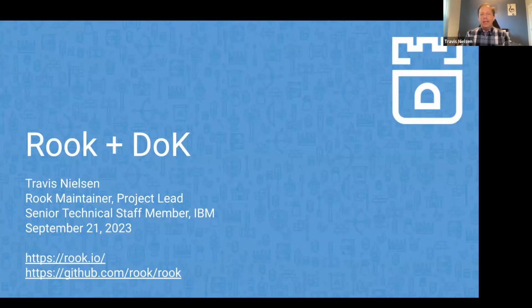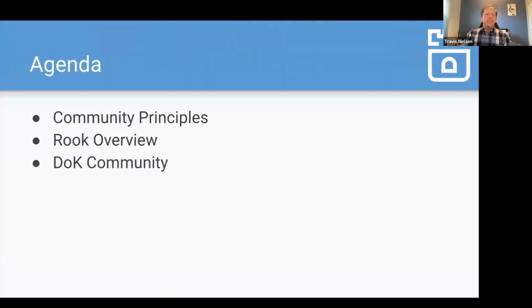Anyway, so I'm Travis, one of the original Rook maintainers, creators of the project, and happy to talk about where Rook has come from and what Rook is, and then how we can integrate best with the community with data on Kubernetes and everything.